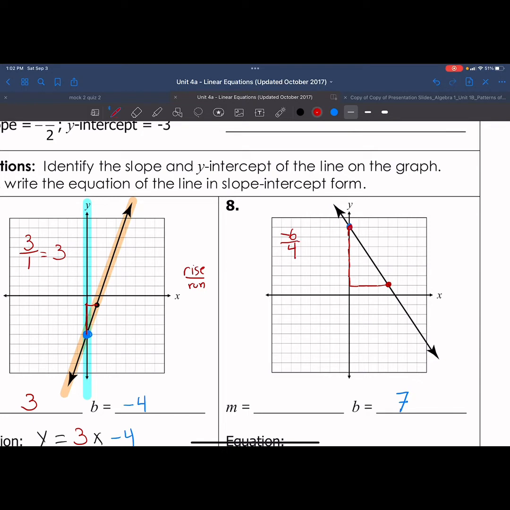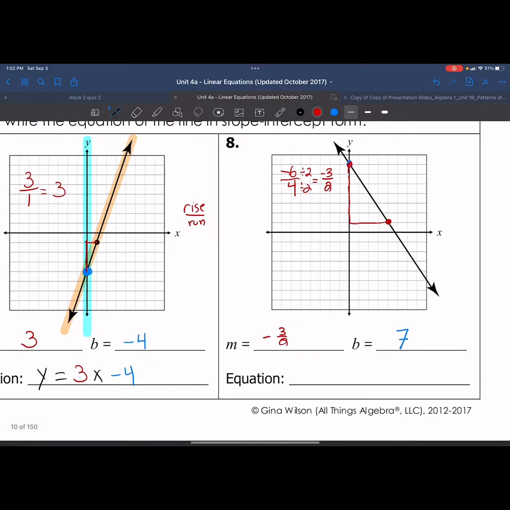Now I can simplify this by dividing by 2, which gives me -3/2. So my slope is -3/2. Let's put that in equation form. We have y equals -3/2 x plus 7.